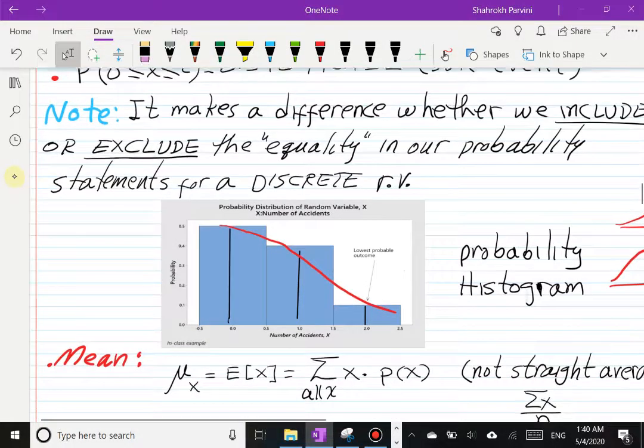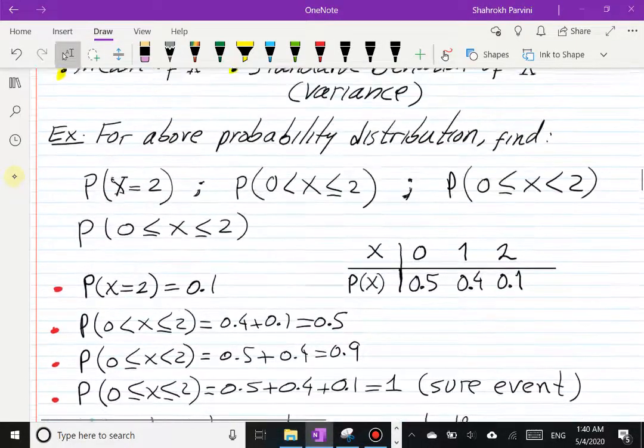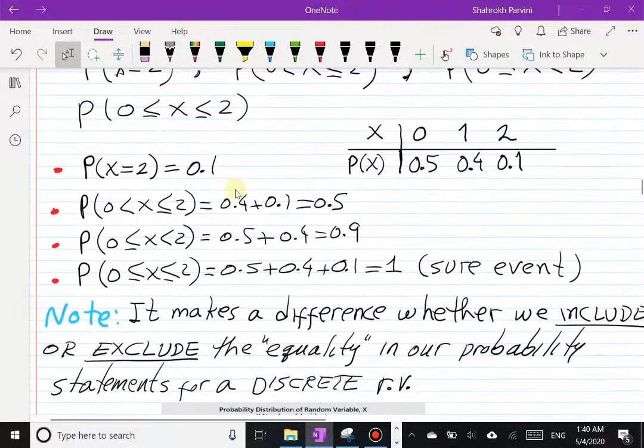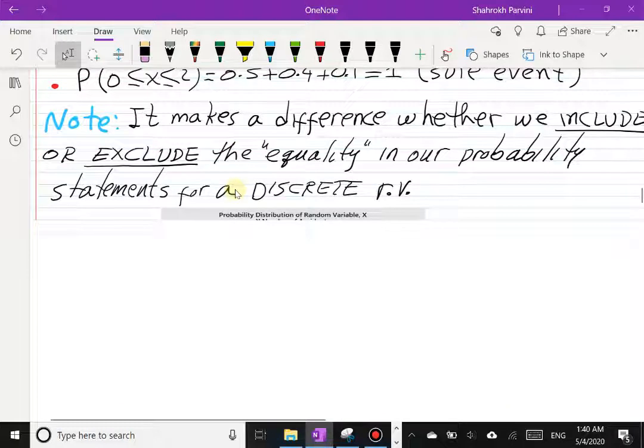Now, the other thing that I had up here in our bullets, so we looked at histogram, we looked at making up events, finding probabilities. Now we're going to look at the mean and deviation. So how are we going to actually do mean and deviations? And I haven't forgotten, I know I have to show this probability distribution using Minitab. We'll do that in a few minutes.